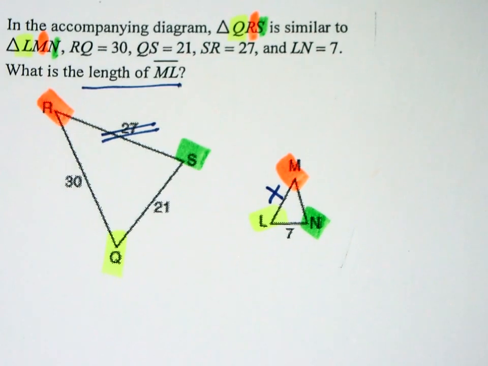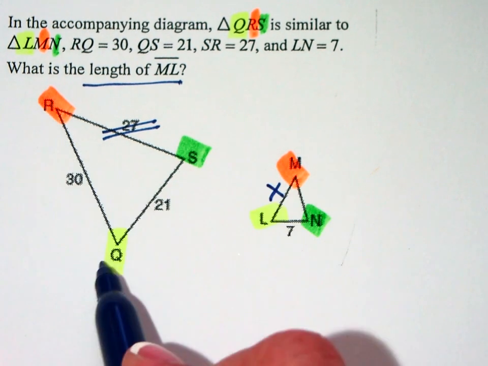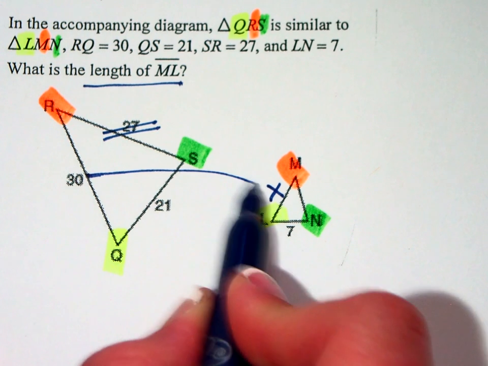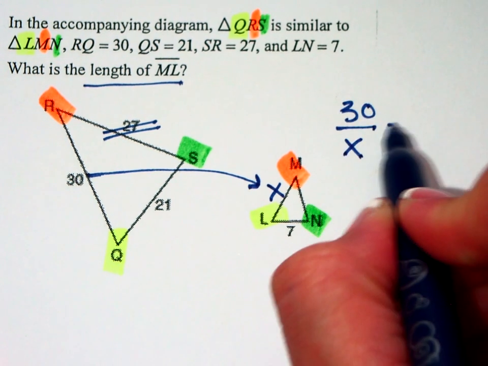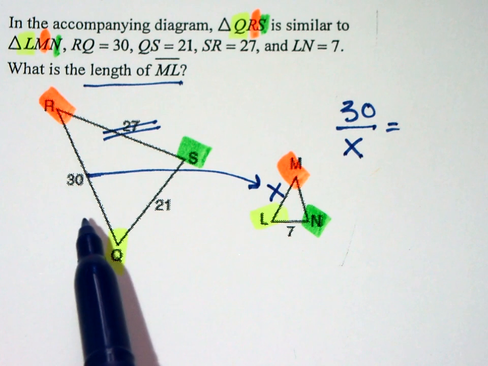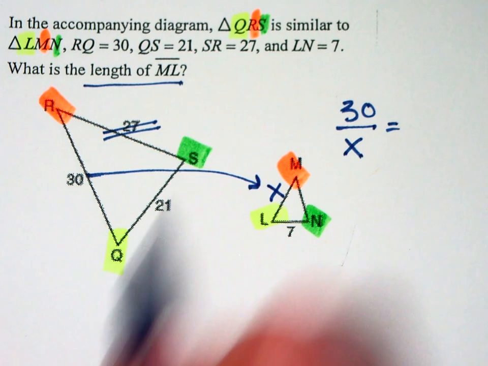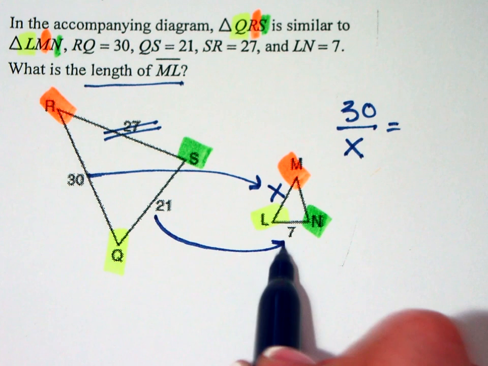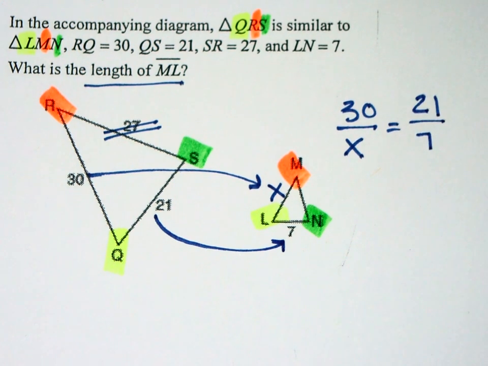So now comes the time I set up my proportion. There are a ton of different ways to do this. I always go one shape to another. So orange, yellow is 30. Orange, yellow is X. 30 over X. Since I started at the big triangle, I need to go back and start at the big triangle again. Green to yellow, green to yellow. 21 over 7.